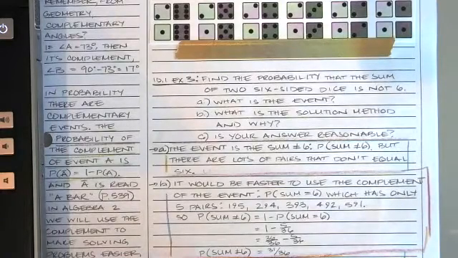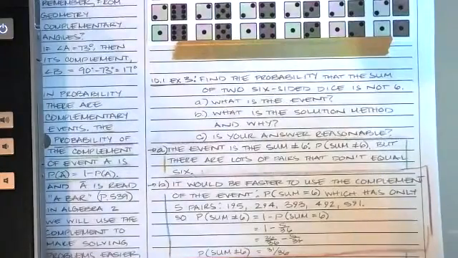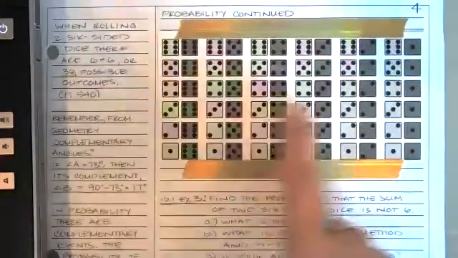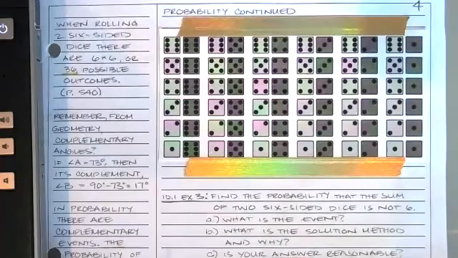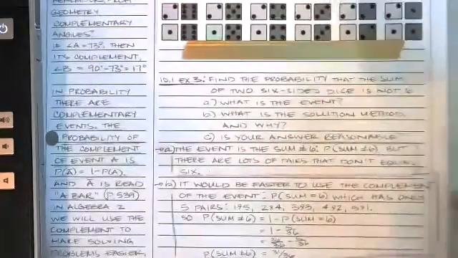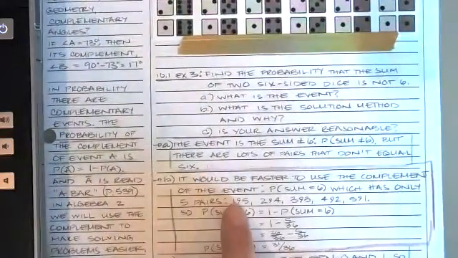All right. So 10.1 example 3, we have to find the probability that the sum of 2 6-sided dice is not 6. So part A, what is the event? Part B, what's the solution method and why? And part C, is the answer reasonable? So part A, the event is the sum doesn't equal 6, but there are a lot of these combinations that don't equal 6. So we could count those up and put them out of 36 if we wanted to, or we could use the complement of the event.